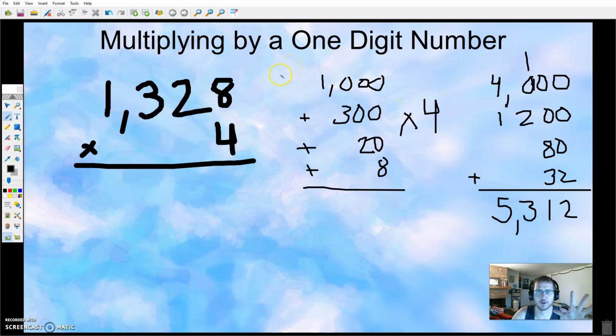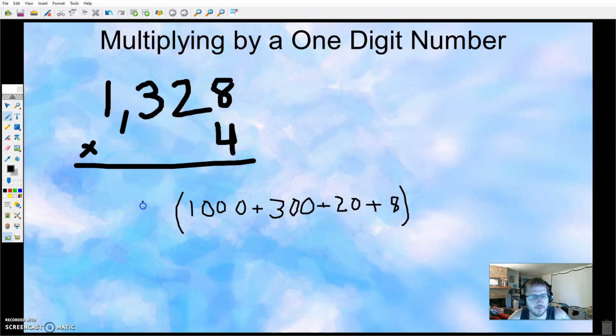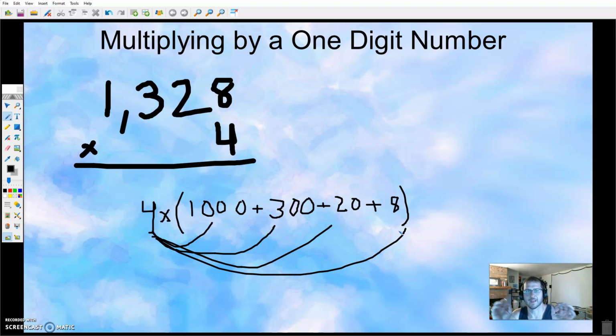In a sense, we're using, if you recall, the distributive property. I'm going to write this in a slightly different format so I can show you how this represents the distributive property. 1,000 plus 300 plus 20 plus 8, all multiplied by 4. The 4 can distribute itself, so we end up doing 4 times 1,000, 4 times 300, 4 times 20, and 4 times 8. That is the partial products method of doing this.